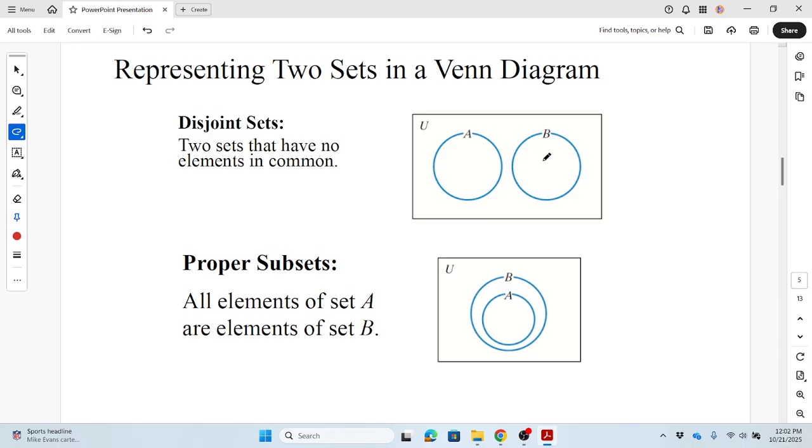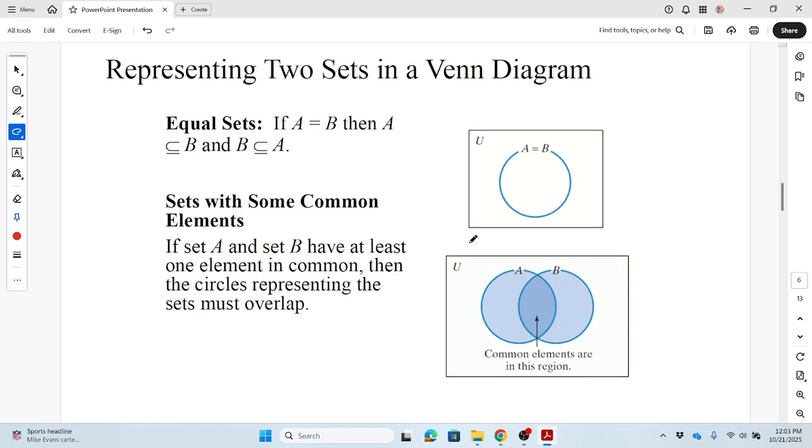Two sets are disjoint if they don't have anything in common, which we can clearly see in this Venn diagram. You don't see anything common, they are separate. One set is a proper subset of another if all the elements of A are also elements of B, then that's a proper subset. This is from the previous section. Two sets are equal if A is a subset of B and B is a subset of A.